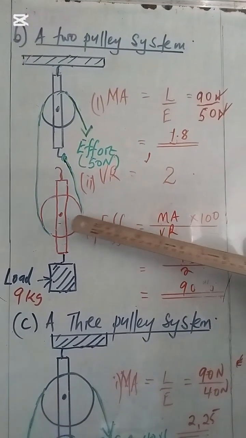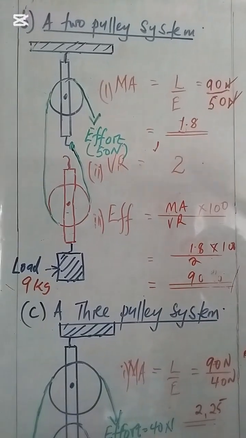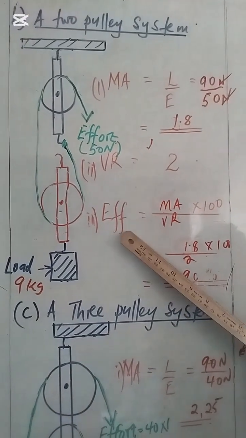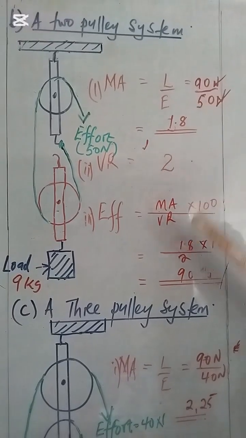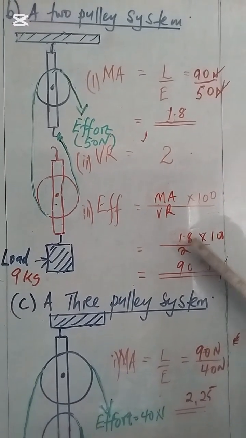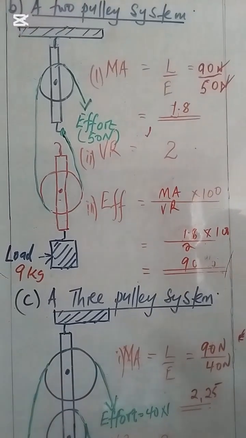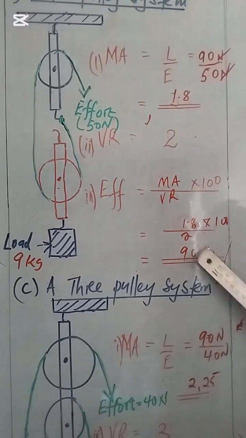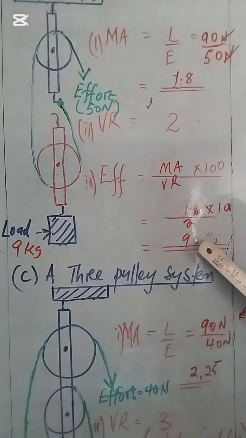Then VR is 2. We simply count the number of pulleys. So VR is 2. Efficiency is MA divided by VR times 100. Remember we got MA as 1.8. Then VR 2, times 100. Then our machine is 90% efficient.